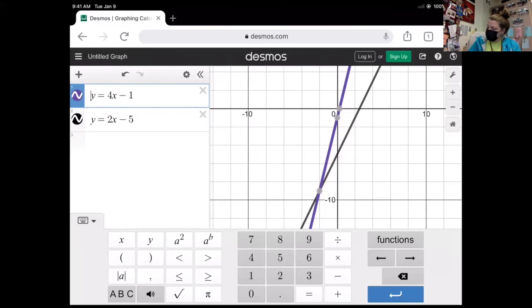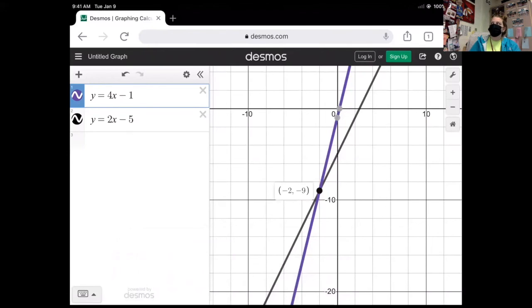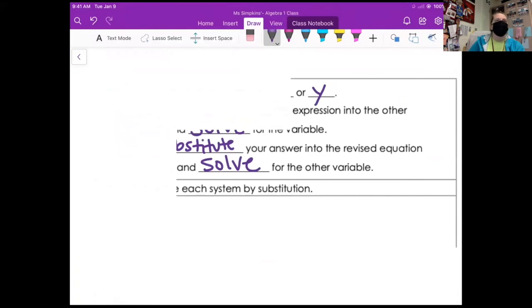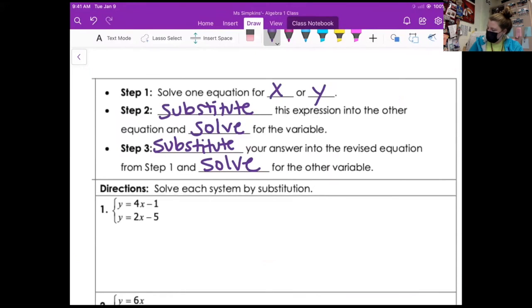Okay, so where do these two lines cross each other? At -2, -9. So spoiler alert. That's the answer to this problem. -2, -9. Now, we got that by graphing. We want to be able to find that answer without using a graph. And what we're going to do is use a method called substitution.